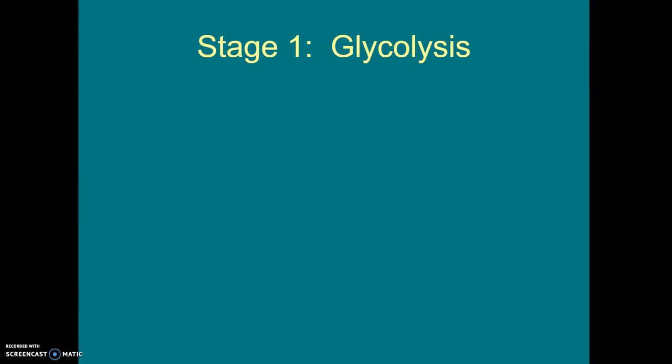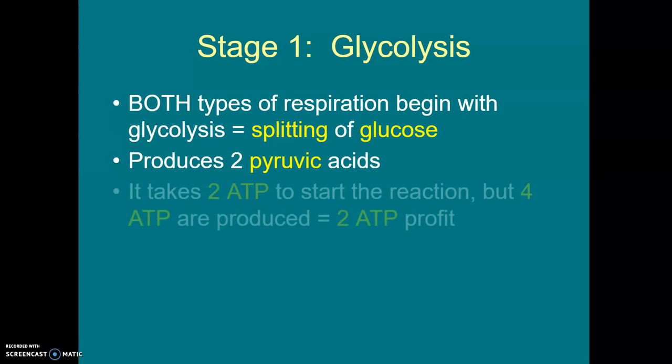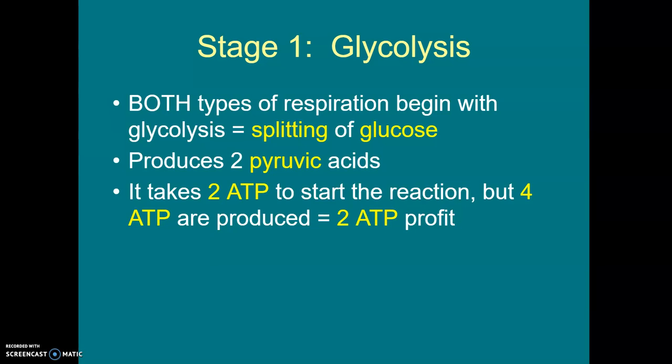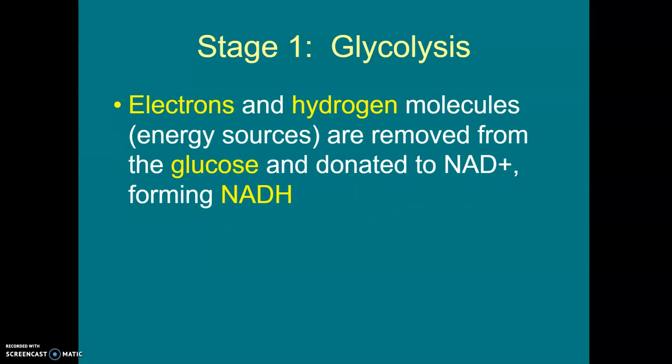So first up, glycolysis. This is just a rundown or review of it. It's literally the exact same as before. Remember, glycolysis means the splitting of glucose, glyco being glucose, lysis to split. We're going to make 2 pyruvic acids from that, just like before. And once again, we had to put 2 ATP in to start. We get a total of 4 produced for a profit or net gain of 2 ATP, just like before.